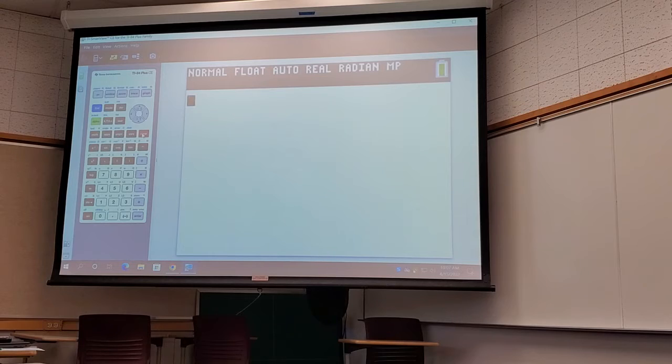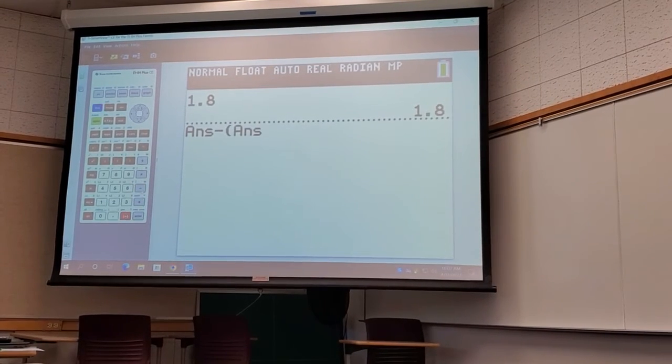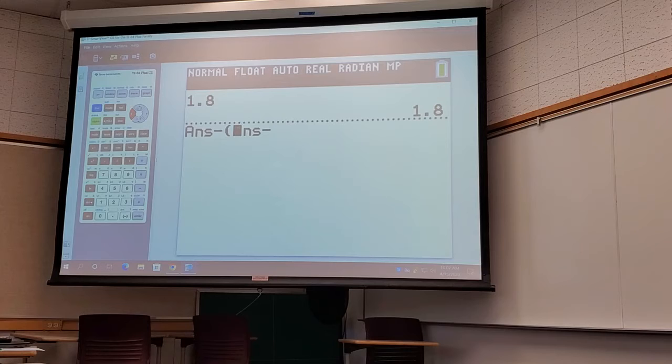I'm making notes. Answer minus 3 minus answer. Oh, did I do the answer yet? No. Let's start this originally. 1.8, that's the first step. Enter. Now answer minus, no, I'm sorry, 3 minus answer. Trying to go by memory is never a good idea for me. Minus the square root of answer, right?